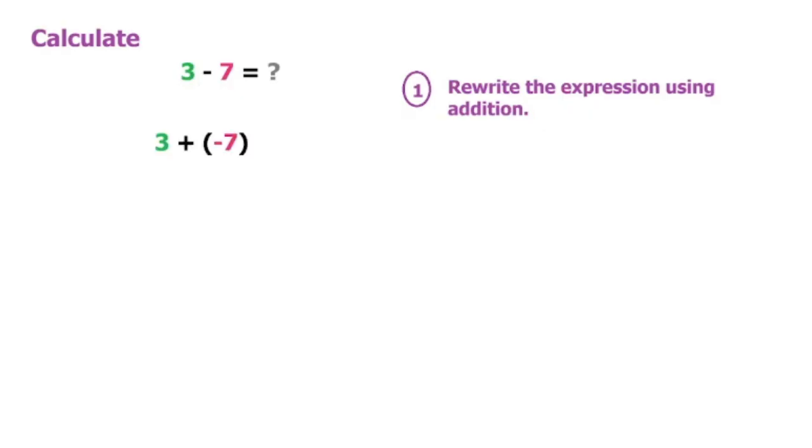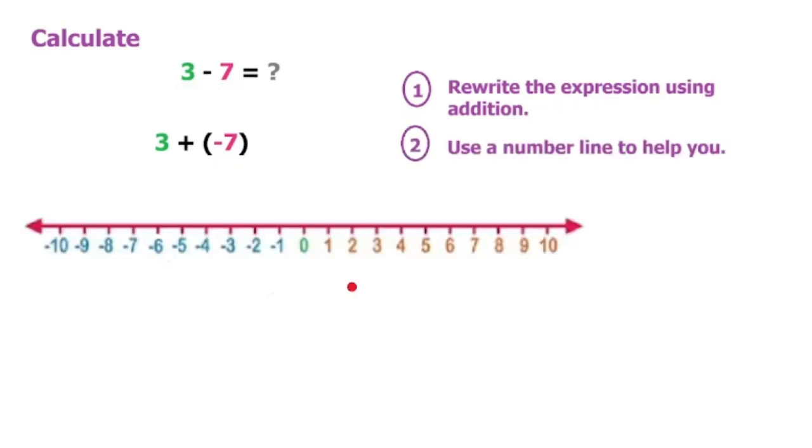So we could have a negative integer here, 3 plus negative 7. When you have a problem like this one, you could just rewrite it this way to help you understand it a little bit better. So now you could use the number line to help you. Then it makes it even more simple. And let me take you through the steps.